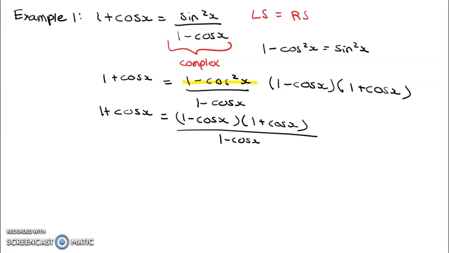Okay, so now on the right side I'm going to cancel this term on the bottom with this term on the top. And then when I do that, I get 1 plus cosine x is equal to 1 plus cosine x. So we can see now that my left side equals my right side, and therefore I have proved my identity.